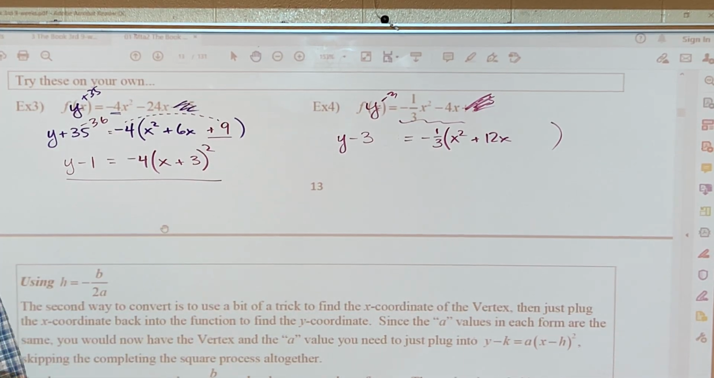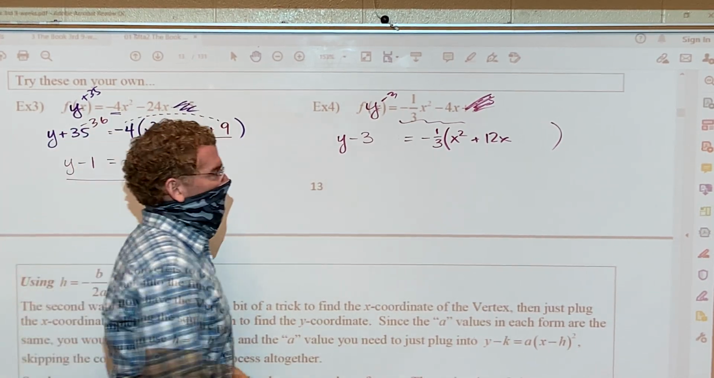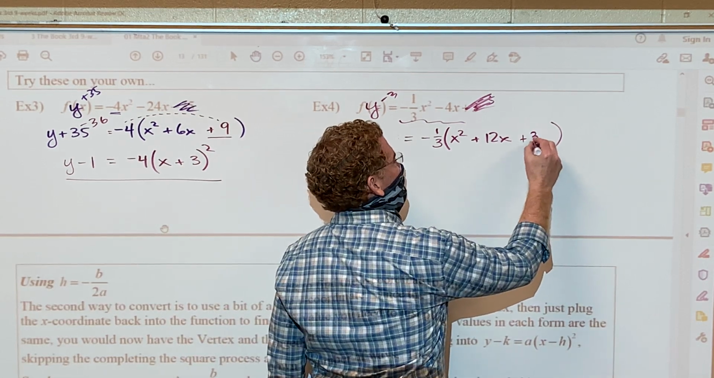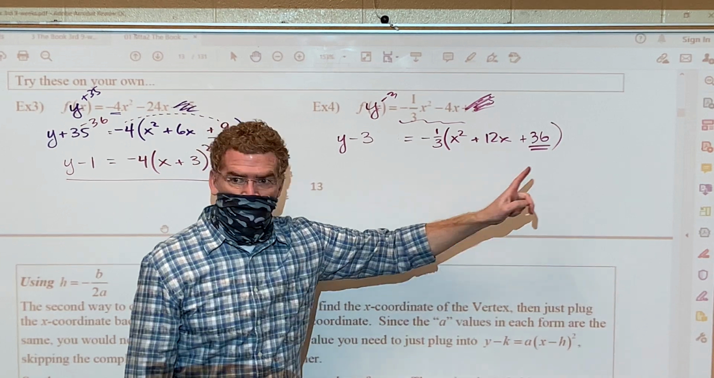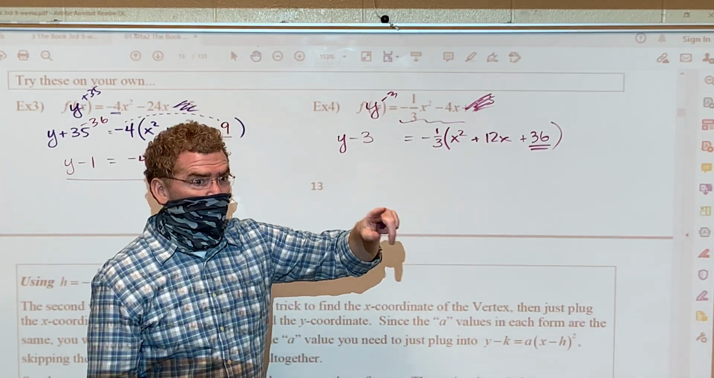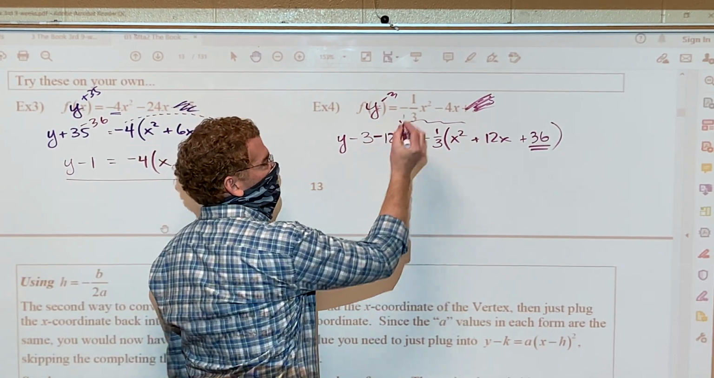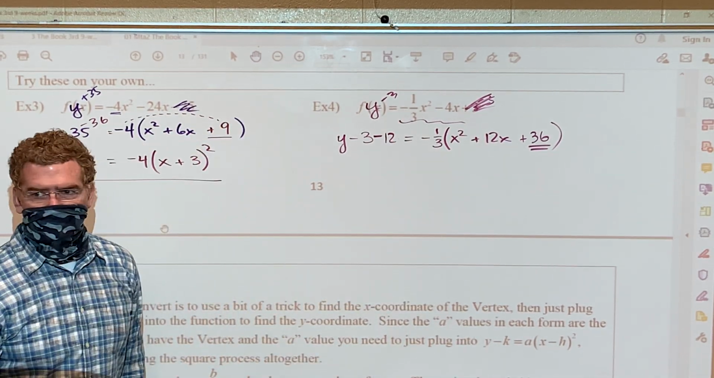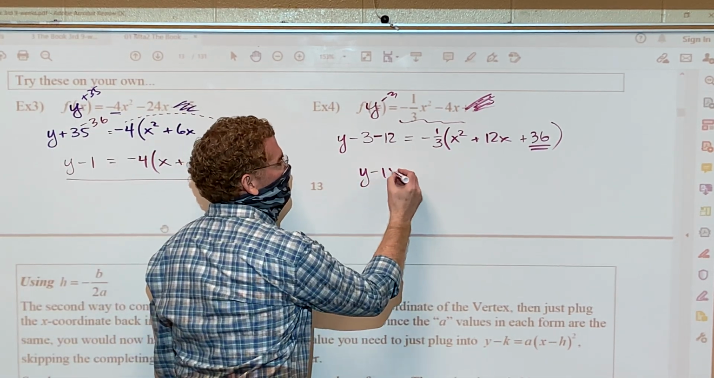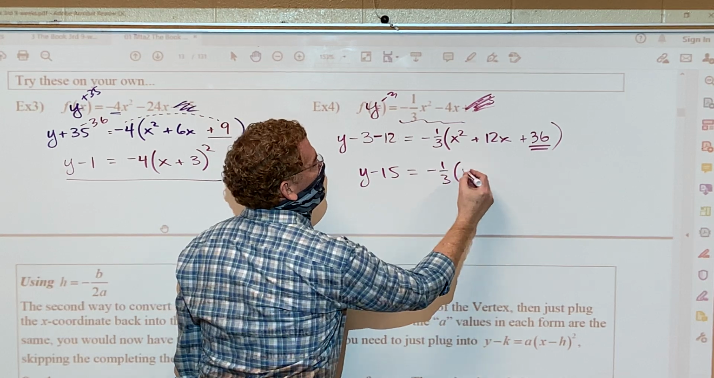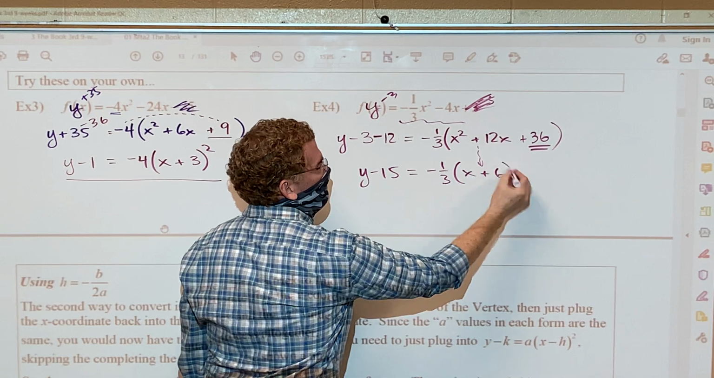So now, how do I complete the square? Divide 12 by 2 and square that, which gives you 36. And when you add 36 over here, what am I really adding to that side? A negative third of that, which is negative 12. So if I'm adding a negative 12, I'm going to also want to subtract the 12 there too. Capiche? So y minus 15 equals negative 1/3 times (x plus 6) squared.